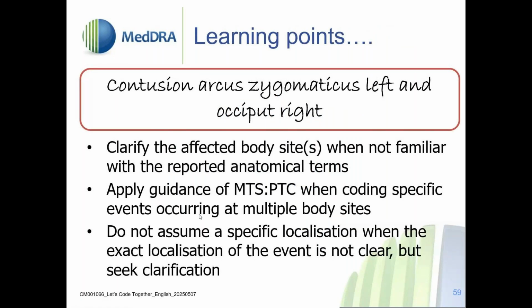So first of all, we would clarify the affected body sites when not familiar with the reported anatomical terms. We would apply the guidance of the MTS PTC when coding a specific event occurring at multiple body sites. But here we are not clear about the affected site because it isn't clear whether a contusion of the left arcus zygomaticus and the right occiput occurred, so a bone contusion, or rather a contusion on the arcus and the occiput.